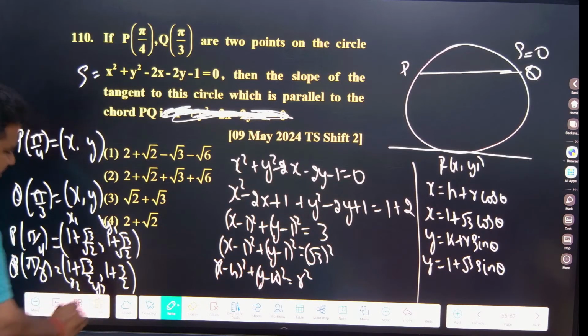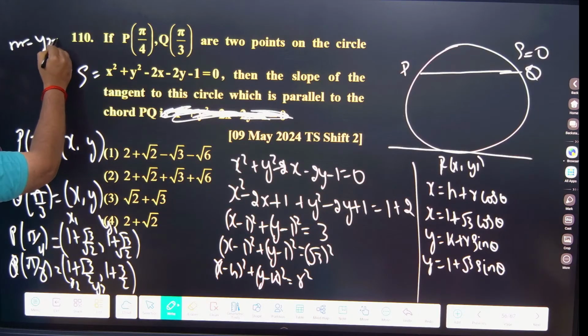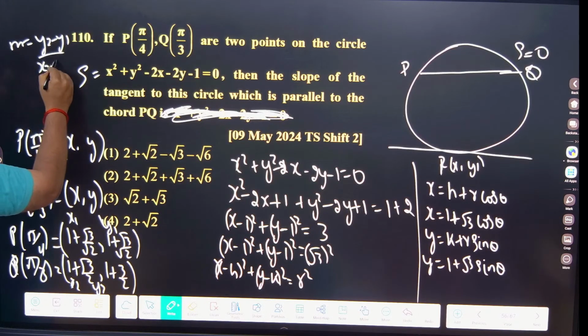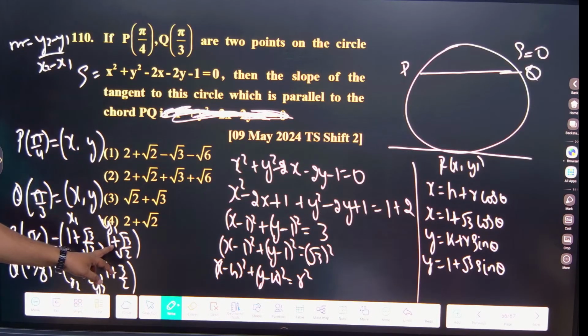Simple question, but this is a little lengthy. See, I am telling you, when it comes to geometry, concepts are simple. You can do it, but it is a little lengthy. You have to have some patience and you will get the answer. Now what do you have to do? Slope I want. Slope m is equal to y2 minus y1 by x2 minus x1. So y2 is 1 plus 3 by 2 minus y1. 1 minus 1 will get cancelled, leaving 3 by 2 minus root 3 by root 2.